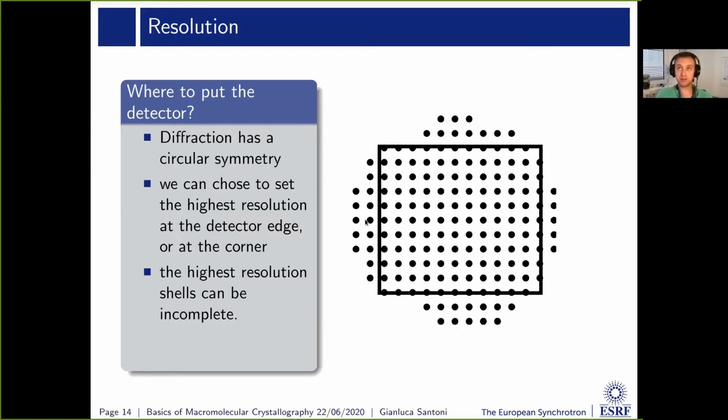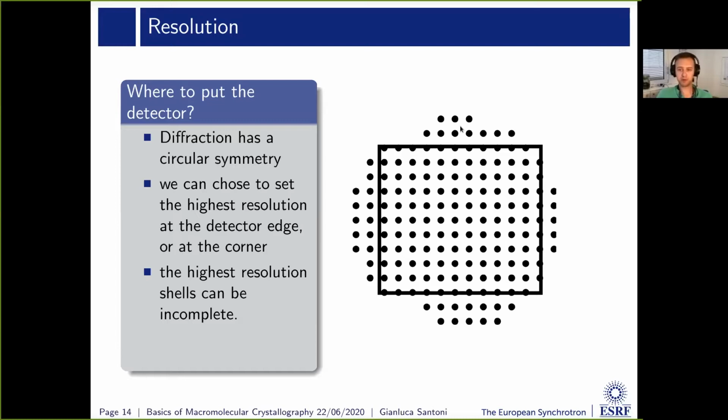Due to the inverse relation between the resolution and the reciprocal lattice vector, the farther from the center we go, the higher the resolution that we are observing. So here you see, for example, on this circle, we are at a certain resolution. We can set the highest resolution at the corner of the detector. The problem with this is that we are filling the detector with diffraction, but we are also losing some important information here. Those spots are not collected.